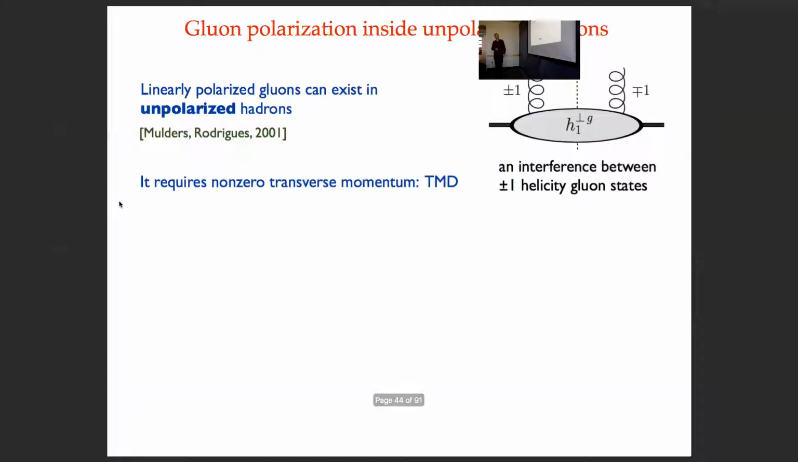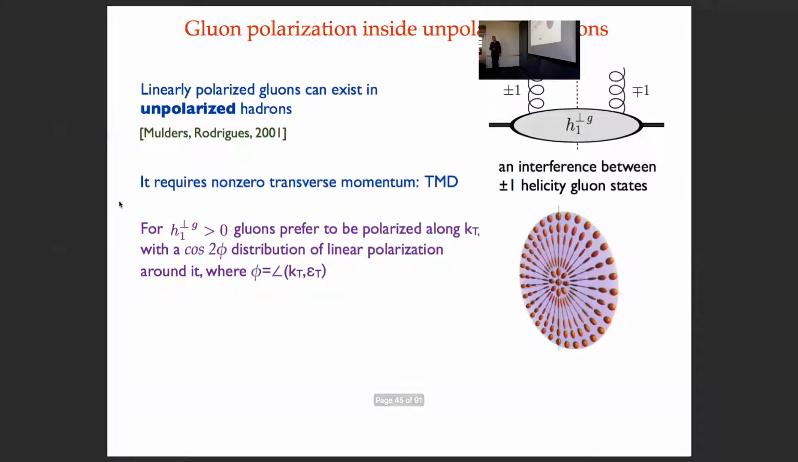Okay, then linearly polarized gluons in an unpolarized proton. It is some interference between plus or minus helicity gluon states. It is linearly polarized, so they are polarized preferentially along the transverse momentum, but with some cosine 2 phi distribution around it, so it's not exact. It's not exactly that kT is along epsilon_T, but there's some cosine.